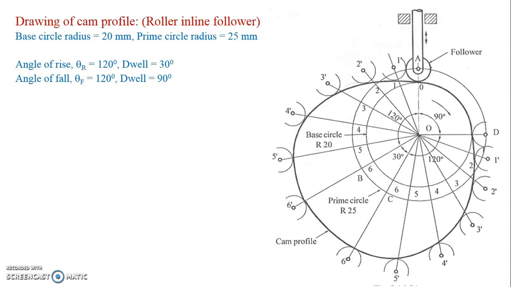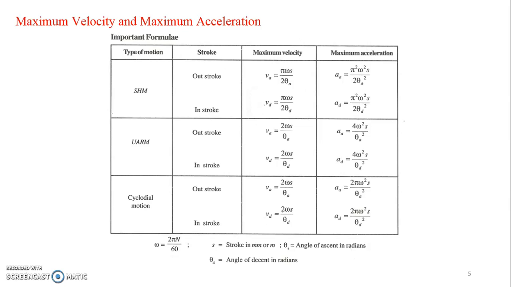Now in this problem, at the end they have also asked to determine the maximum velocity and acceleration during the rise and the fall, during lift and the fall. For the maximum velocity and acceleration, the formula is given in a chart. This chart is already there. I already put it up in the CAM notes, it's already on the Edmodo site. Please download that PDF file.